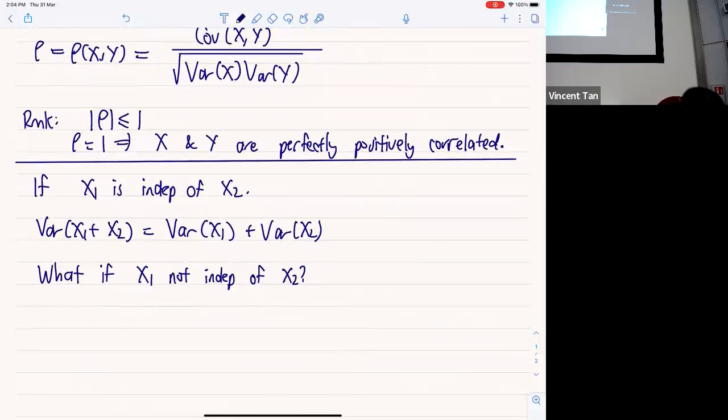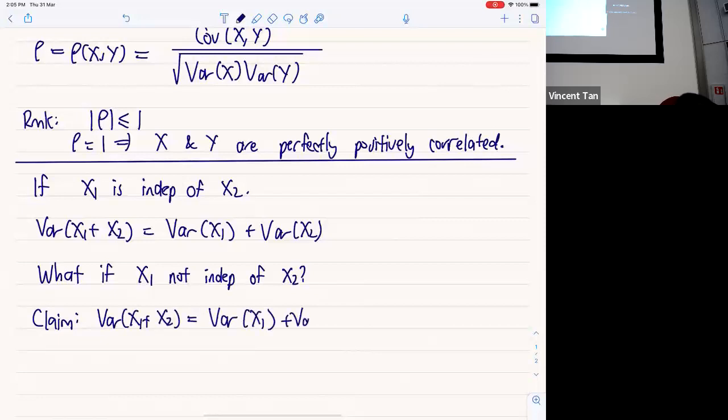All right, so now no matter what x1 and x2 are, let us show the following claim, and then we'll use it later on to do some interesting calculations. Now x1 is not necessarily independent of x2, but we have that the variance of x1 plus x2 is variance of x1 plus variance of x2 plus the covariance of x1, x2. This is always true. I'm wrong. It is 2 here.